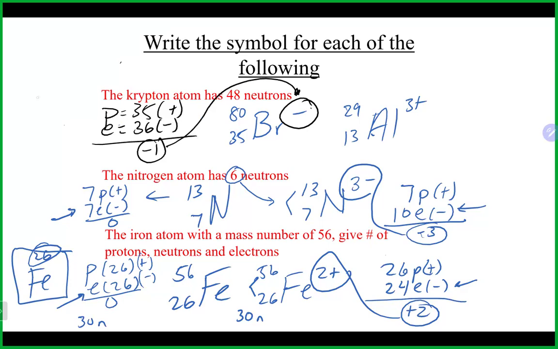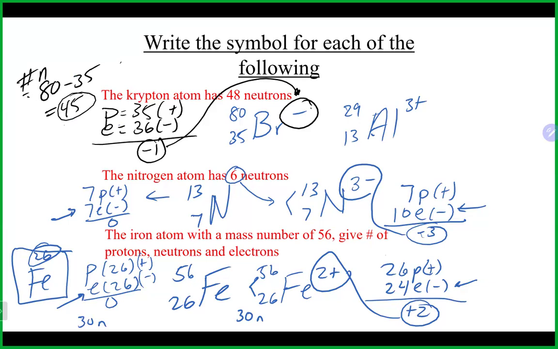In terms of our neutrons here, we're going to take our mass number, which is the top number, 80, minus our bottom number, which is 35. And that looks like a 45 in terms of our neutrons. Any questions on that one?